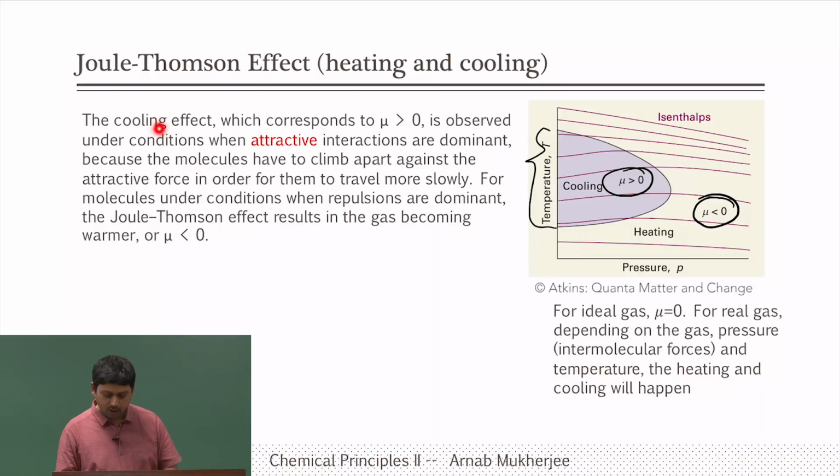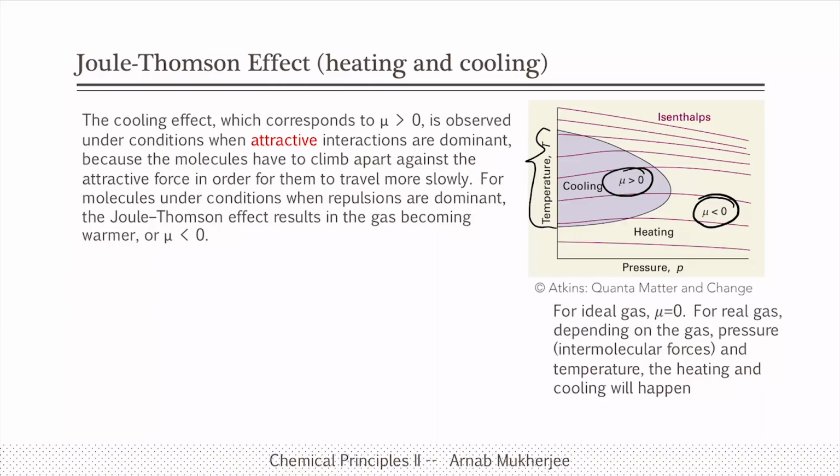The cooling effect, which corresponds to mu greater than 0, is observed under the condition when attractive interactions are dominant, because the molecules have to climb apart against the attractive force, as I told you for the Joule coefficient also. For molecules under conditions where repulsive interactions are dominant, the Joule-Thomson effect results in the gas becoming warmer, or mu less than 0, and we have shown you one example of how mu becomes negative when attractive interactions are not there and you have only B.